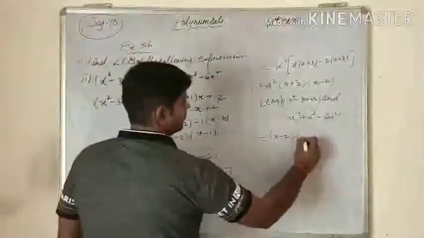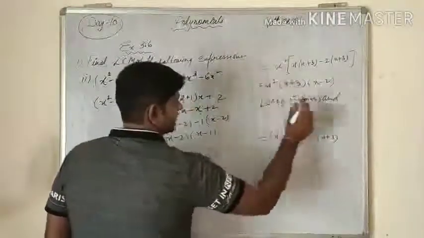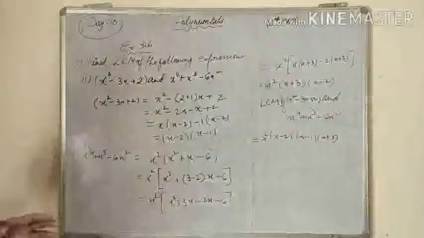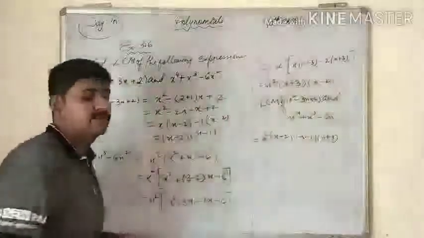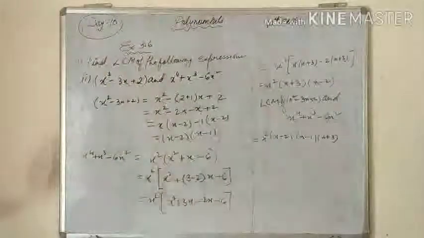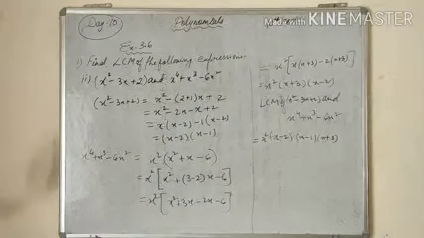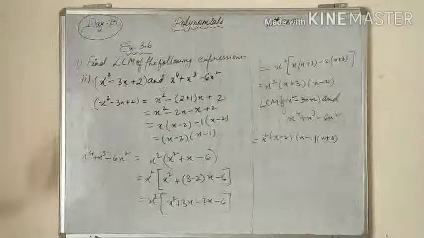x minus 1, x plus 3, and x square. That we will write at first. So finally the LCM is all the factors. Only the common factors we will remove. So this is the common factor. Otherwise all the factors I took will be included in the LCM. Please write it down. So the LCM is x square, x minus 1, x minus 2, x plus 3. Now I am erasing this and we will continue.